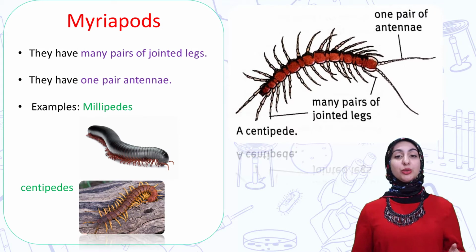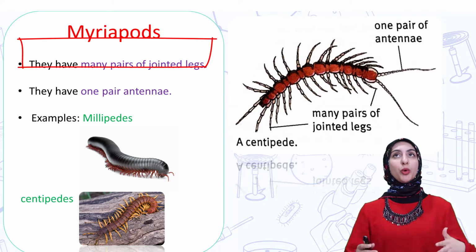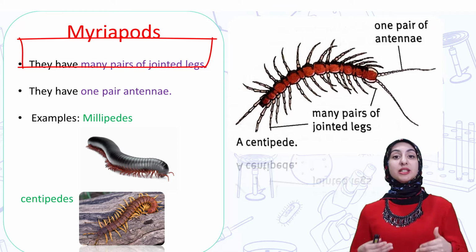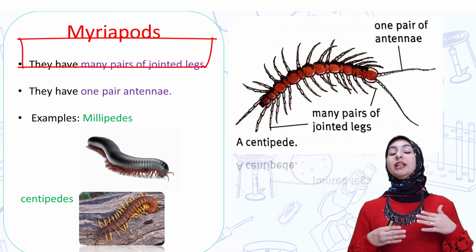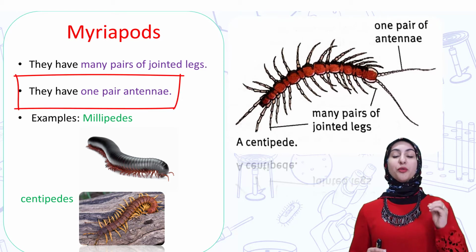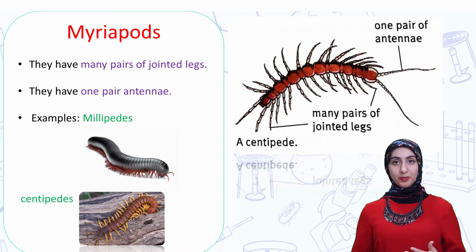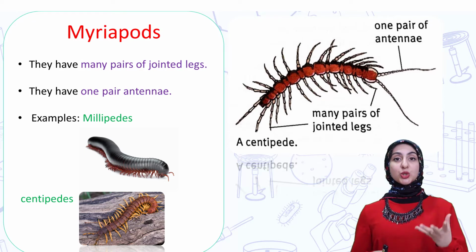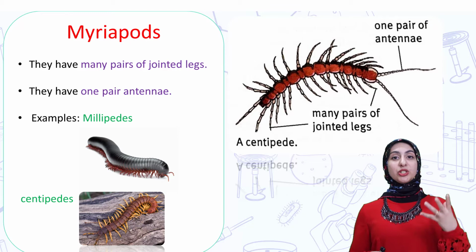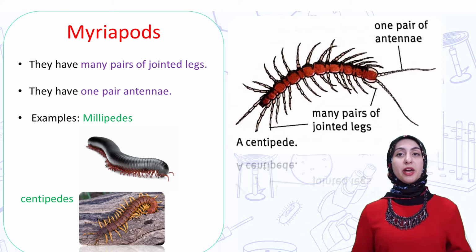The fourth and the last group of arthropods is myriapods. Myriapods have many pairs of jointed legs, which is more than 4 or more than 6. You will find too many legs on each side. Number 2, they have one pair of antennae. For example, millipedes and centipedes. As we can see here in this diagram, this describes the centipede, which has many pairs of jointed legs, and also it has one pair of antennae.